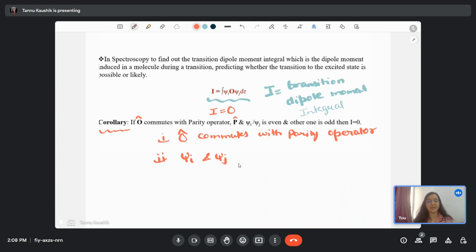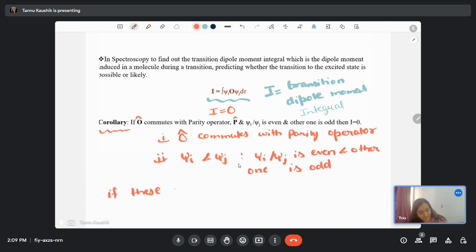If this condition is fulfilled, then we have to check whether this psi i and psi j integral, either of them should be odd. Like one of them should be even and the other should be odd. They shouldn't both be even and both should not be odd. So one of them should be even and one of them should be odd. So this is the condition: psi i, psi j, one is even and the other one is odd.